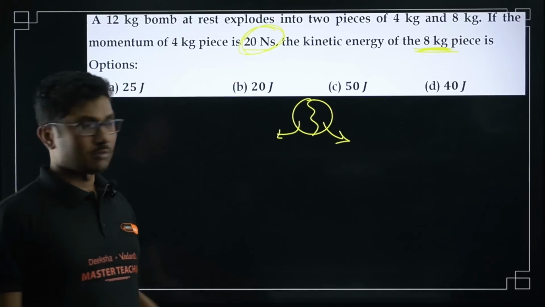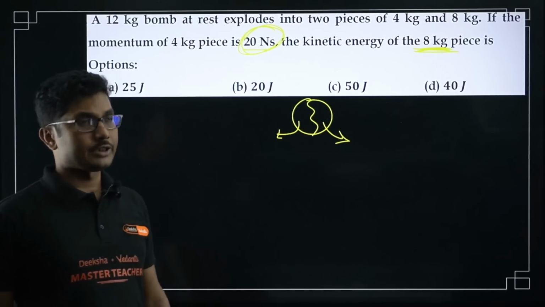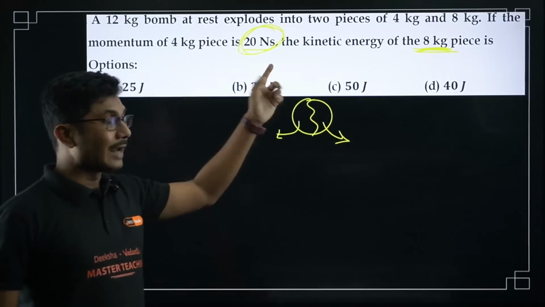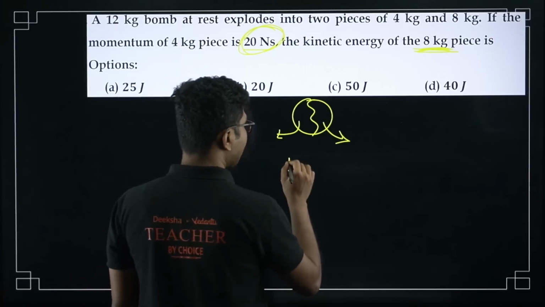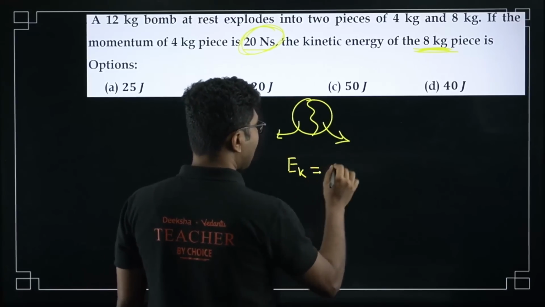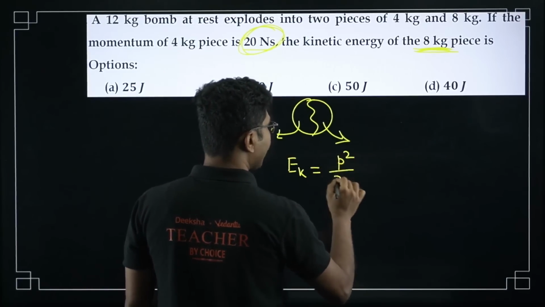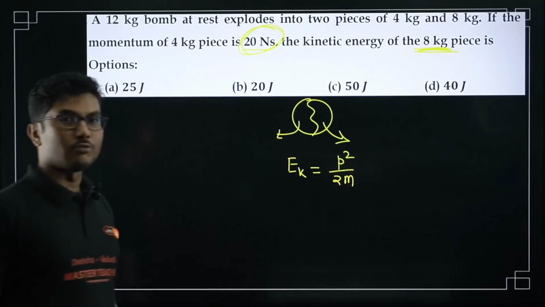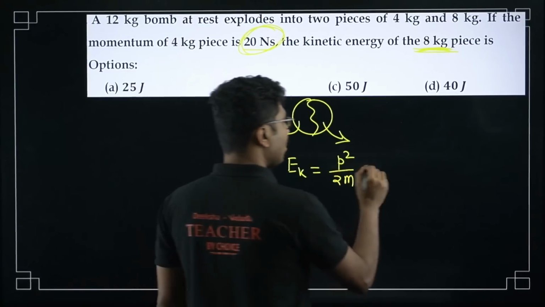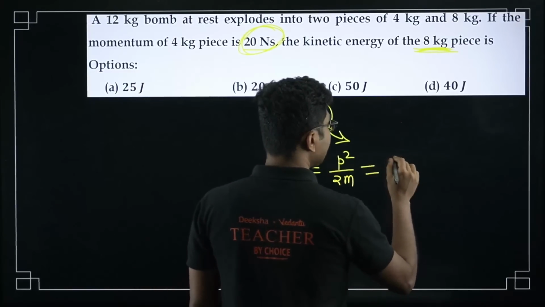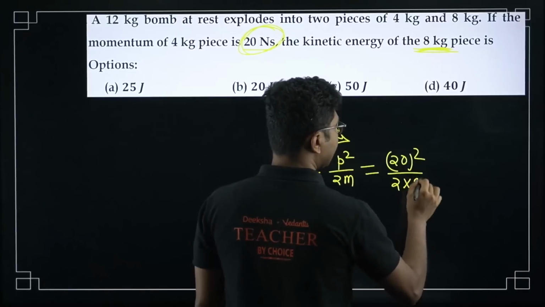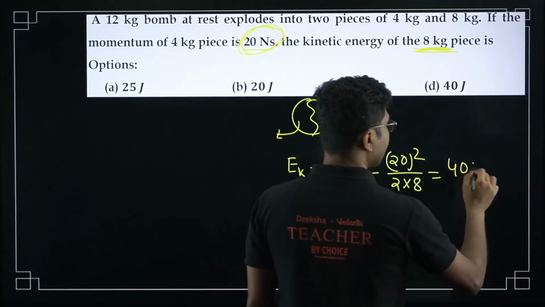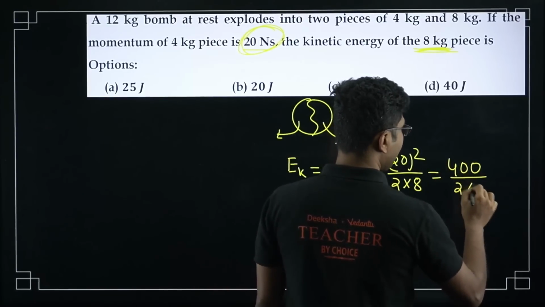Because of the conservation of momentum, the direction will be opposite, but the value of the momentum will be the same. So kinetic energy Ek is given by P square by 2m. This is the shortcut formula to calculate kinetic energy when momentum is known. So P square means 20 square divided by 2 into 8. That is 400 divided by 2 into 8.